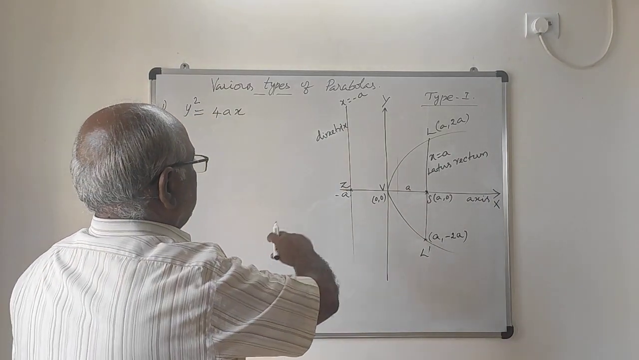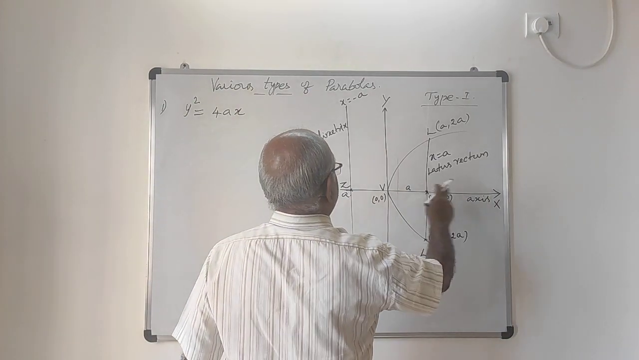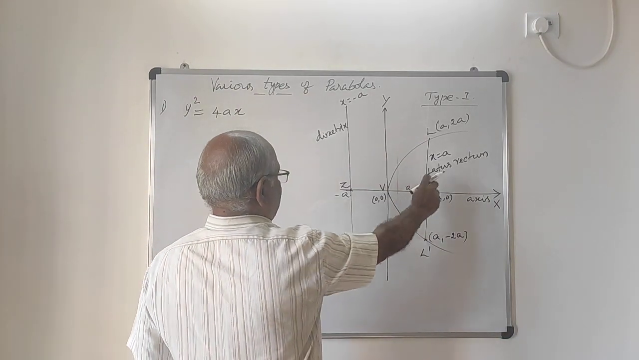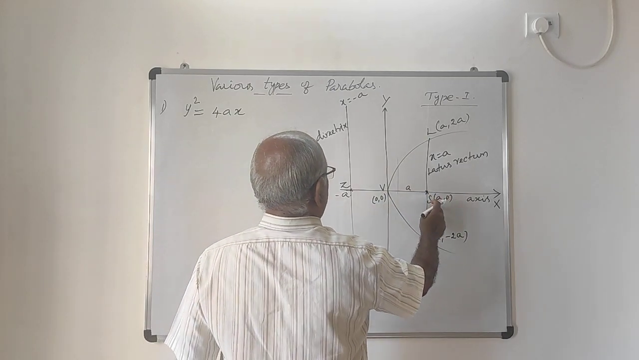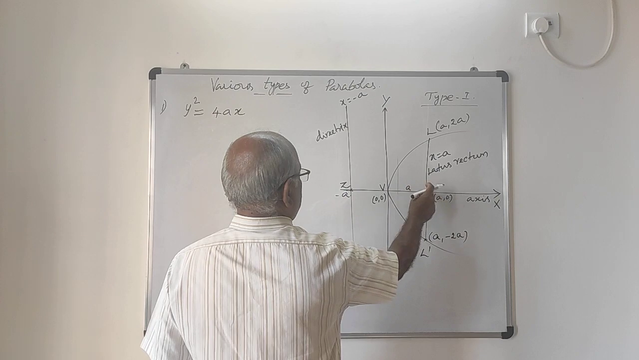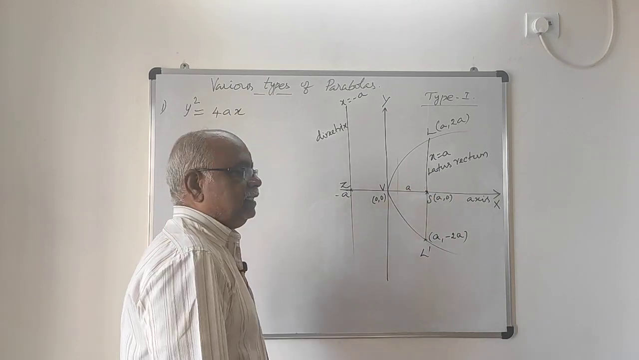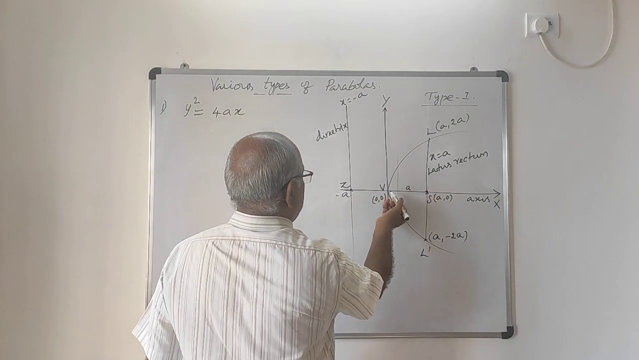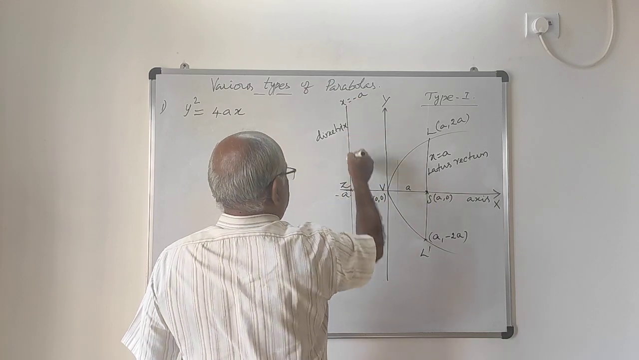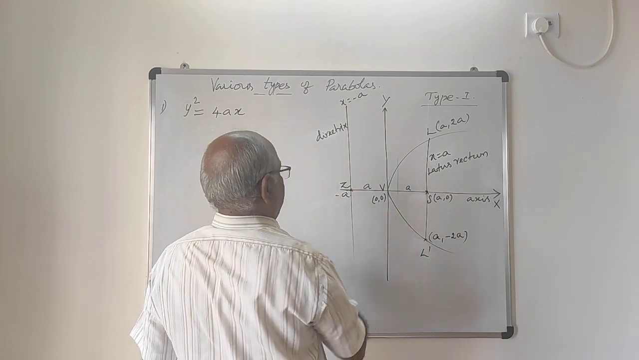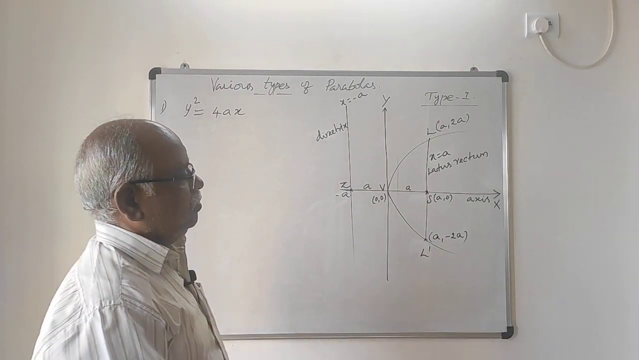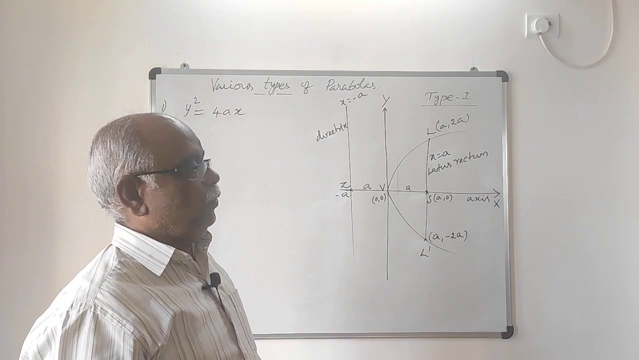So for this parabola, x-axis is the axis of the parabola. V, the origin, is the vertex. S, (a, 0), is the focus. The distance between the vertex and the focus is a. Similarly, the distance between the vertex and the directrix, x equal to minus a, is also a. These are the things I have stated already in my previous video.